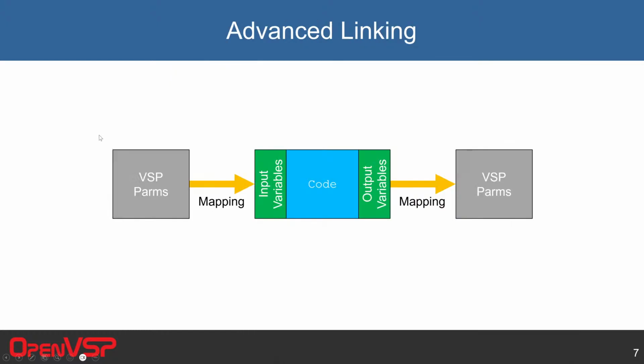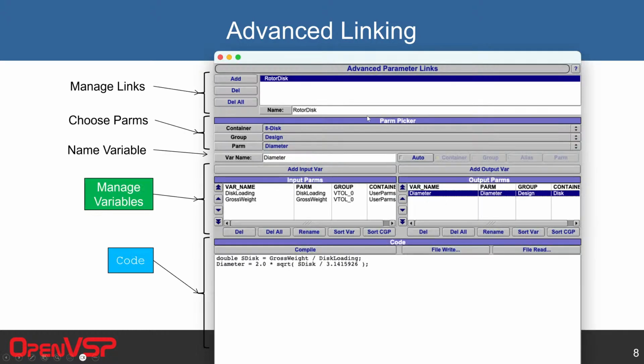Advanced linking takes this a little bit farther. So this is when things become nonlinear or code-based. You have all of your VSP parameters that you want as inputs, so you map those to an input variable. You've got some code that will run. It will produce whatever output variables that you've defined, and then those are subsequently mapped to other OpenVSP parameters. And so it's just a step-by-step process of relating one thing to another based on some code that you define. And we'll go into that a little bit more.